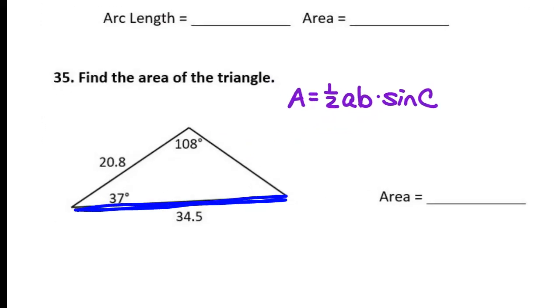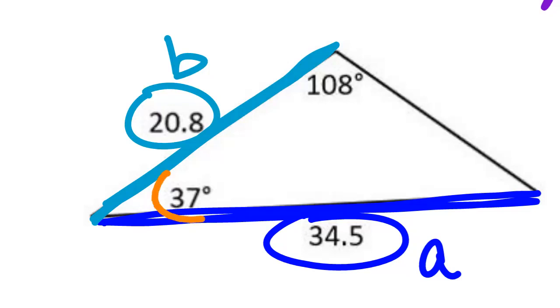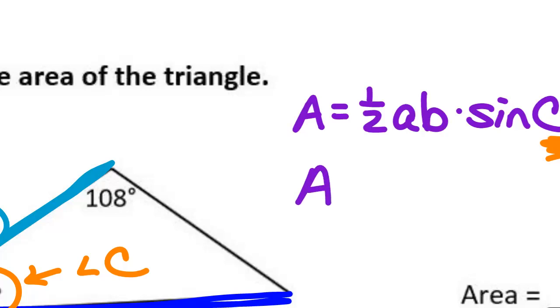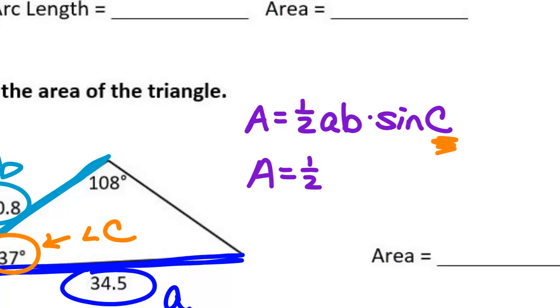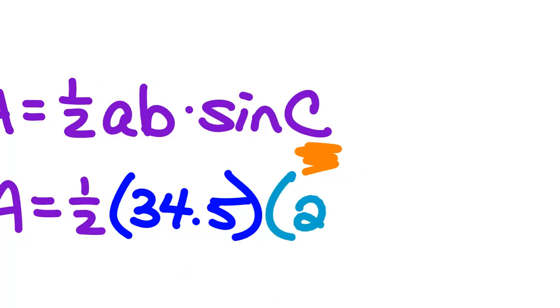Well, here's one side, 34.5, so we're going to call that side A. Here's the other side that I know, so we're going to call that side B. And angle C has to be the angle in between those two sides that I'm using. What's the angle in between those two sides? 37 degrees. So here's angle C. So area is equal to 1/2 times 34.5 times 20.8 times sine of 37 degrees.